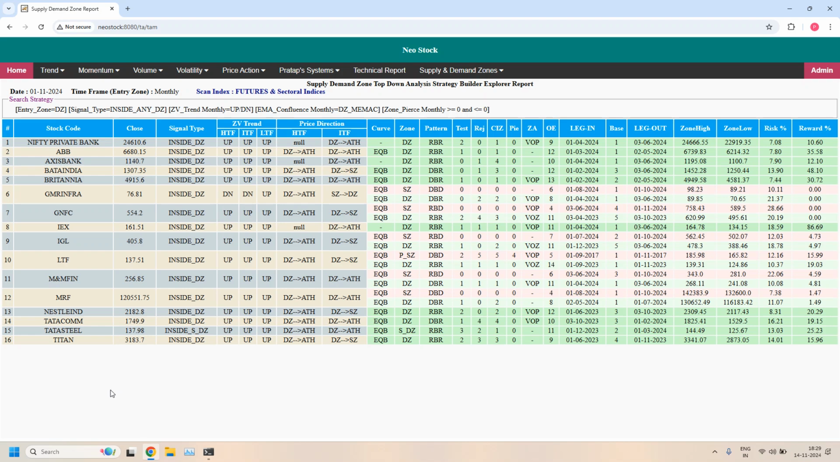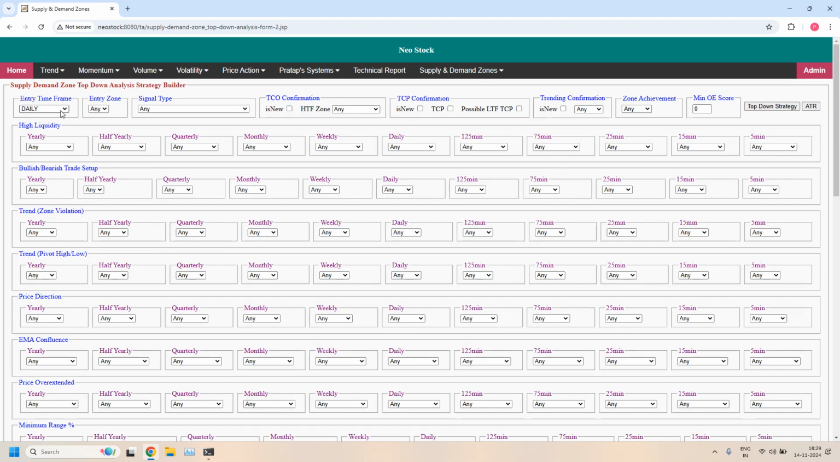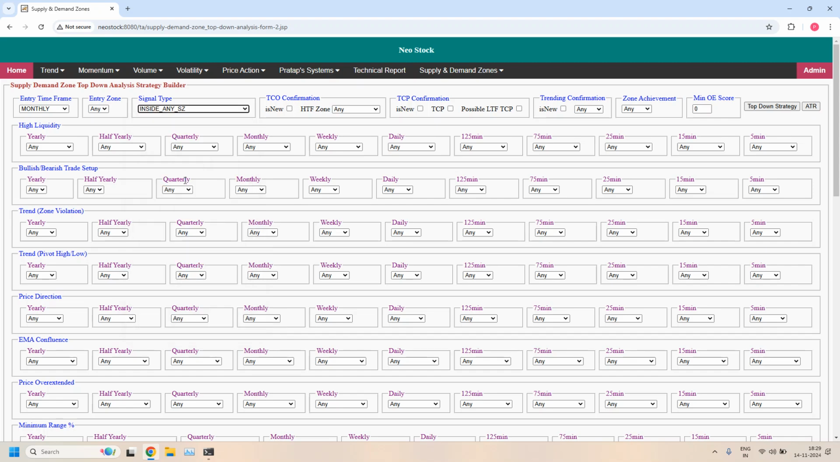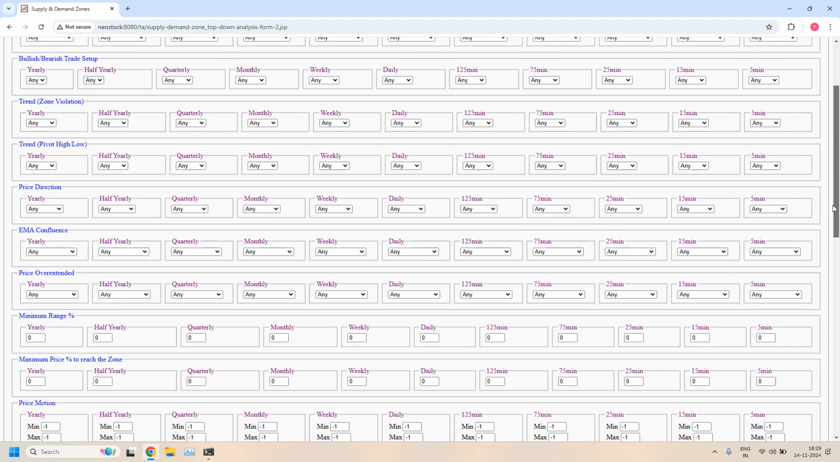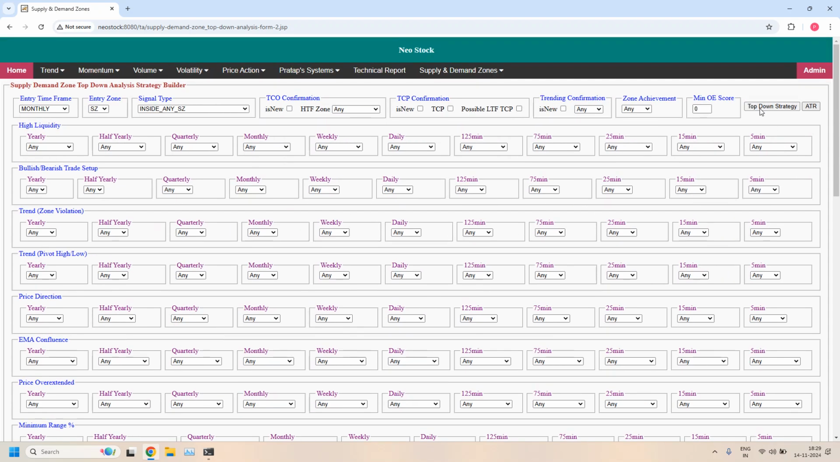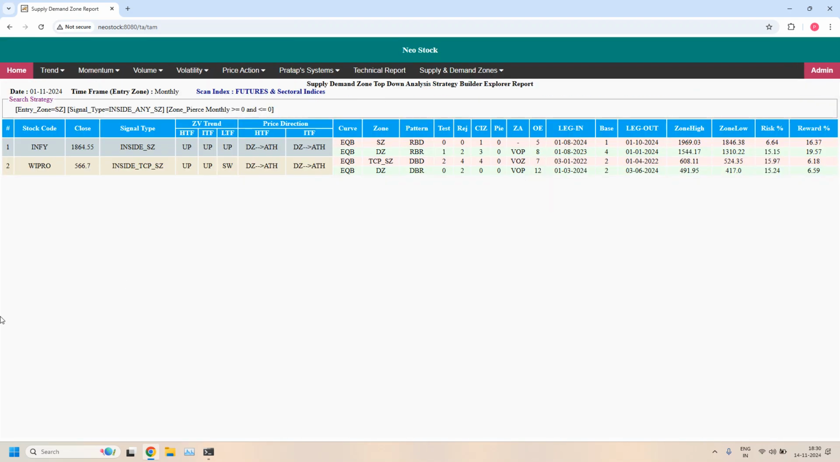Okay, next, monthly time frame. Let's find the stocks where price closed inside monthly supply zone. These monthly supply zones should not be pierced. So in the pierced count at monthly time frame, I am setting minimum value 0, maximum value 0. Let's filter the stocks. We got only 2 stocks.